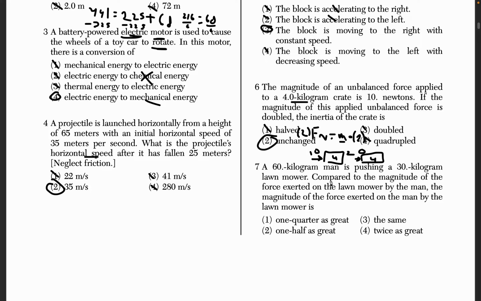A 60 kilogram man is pushing a 30 kilogram lawnmower. Compared to the magnitude of the force exerted on the lawnmower by the man, the magnitude of the force exerted on the man is the same. This is just a classic question of Newton's third law. The force I apply to something of less mass or more mass will be the same force applied in the opposite direction.